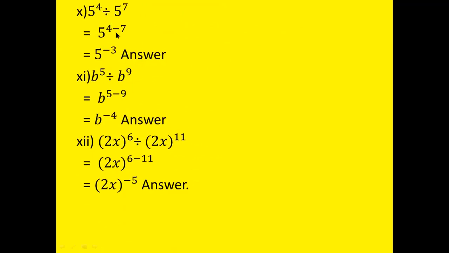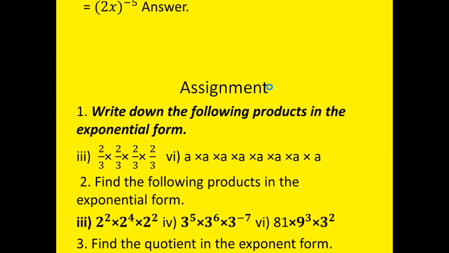Similarly here 5 to the power 4 divided by 5 to the power 7. 4 minus 7 is minus 3. We can leave the answer negative, but later on you will learn about this negative index. To convert into positive, we can apply that rule also, okay. Here 5b to the power 5 minus 9, that means minus 4. B to the power minus 4 is the answer. Here 2x power 6 divided by 2x power 11. 6 minus 11 means minus 5. 2x to the power minus 5 is the answer.